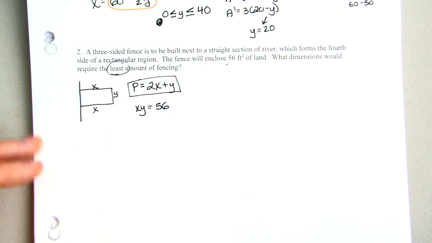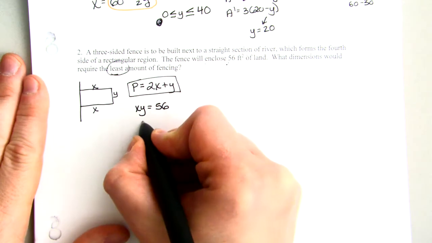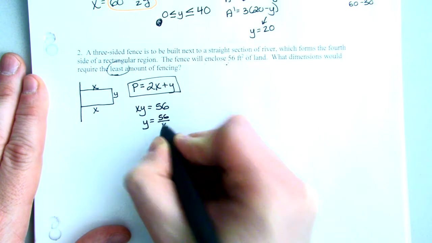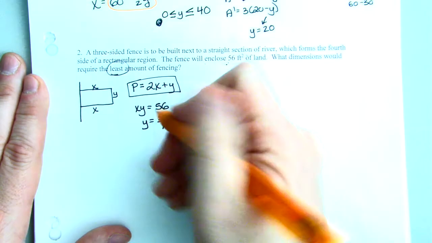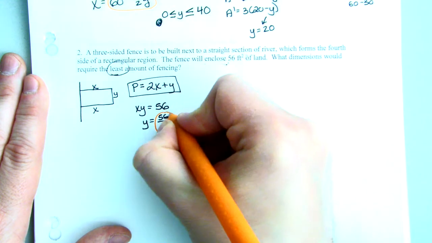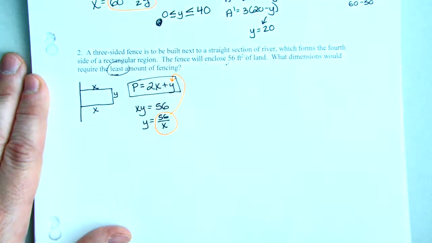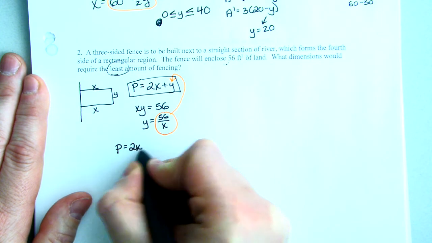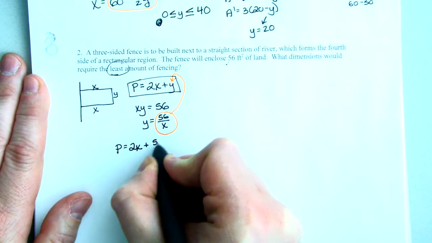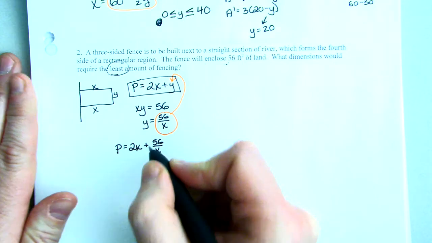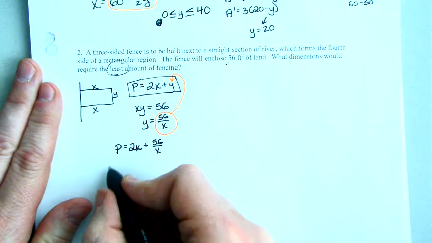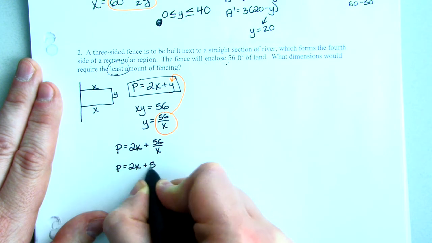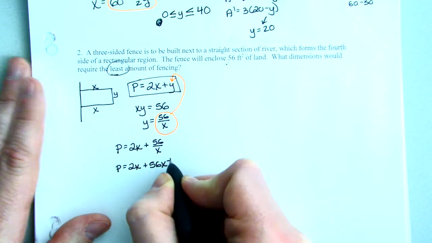Well, let's solve this for y. We can make this y equals 56 over x. And then we're going to go and plug that in over here. My perimeter is going to equal 2x plus 56 over x, which might be easier to think about as P equals 2x plus 56x to the negative 1.